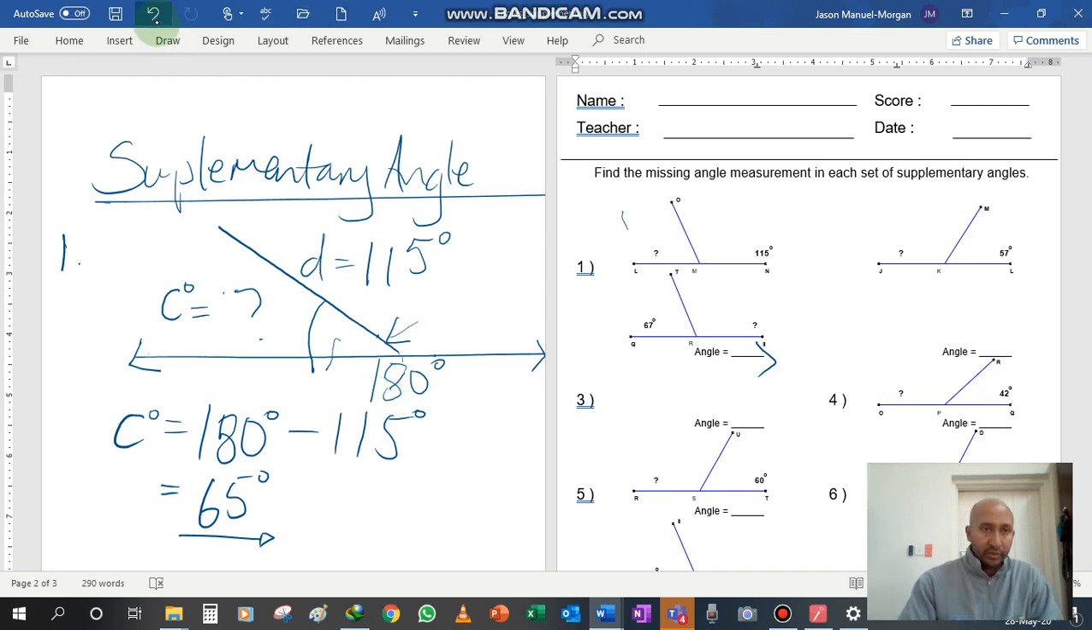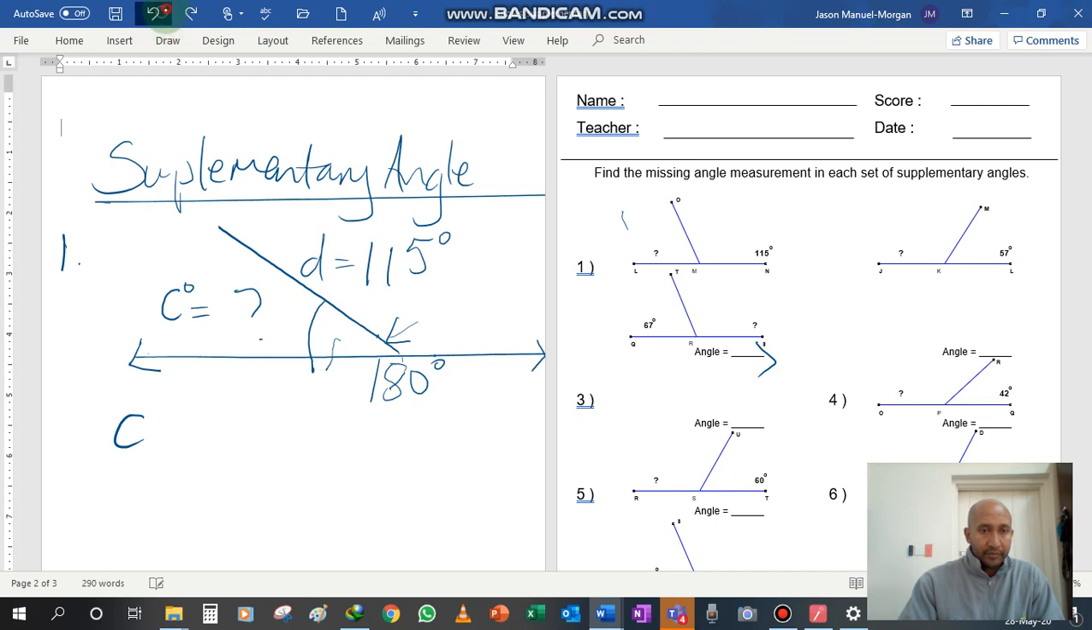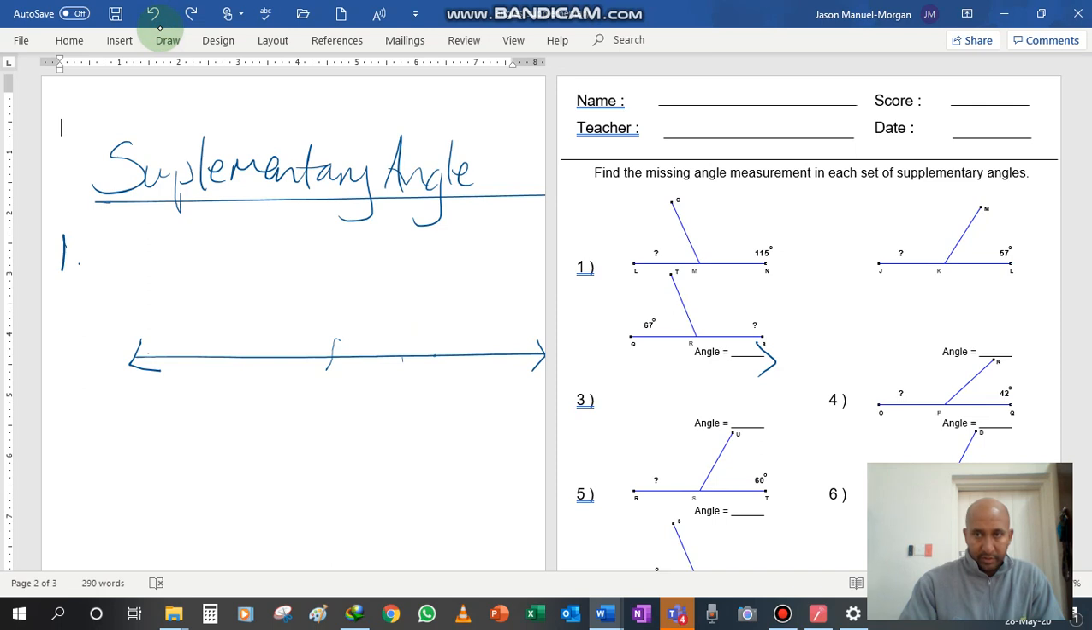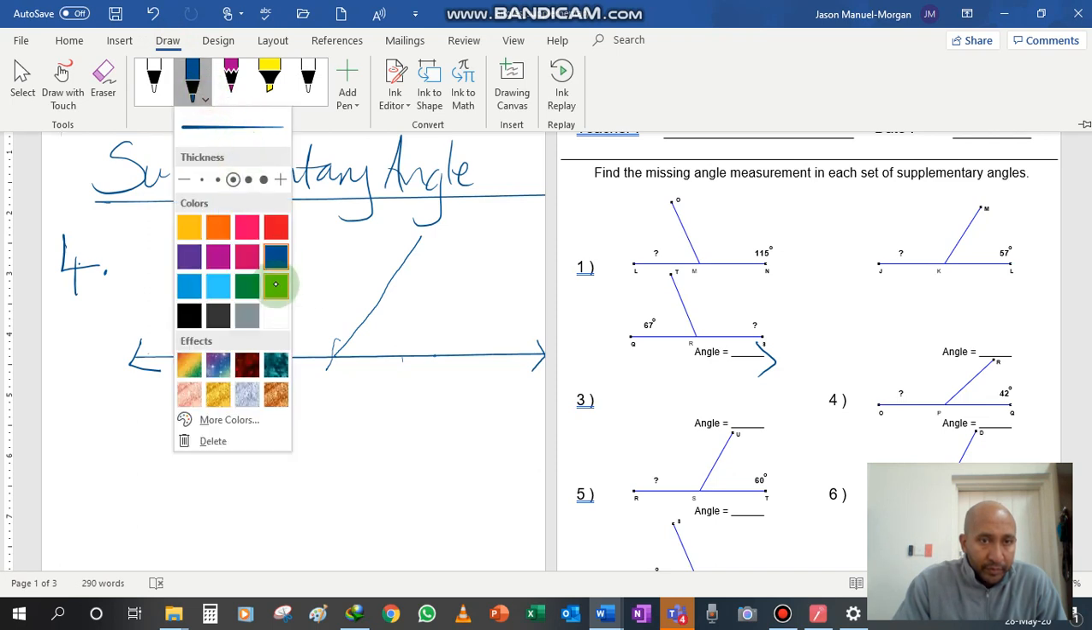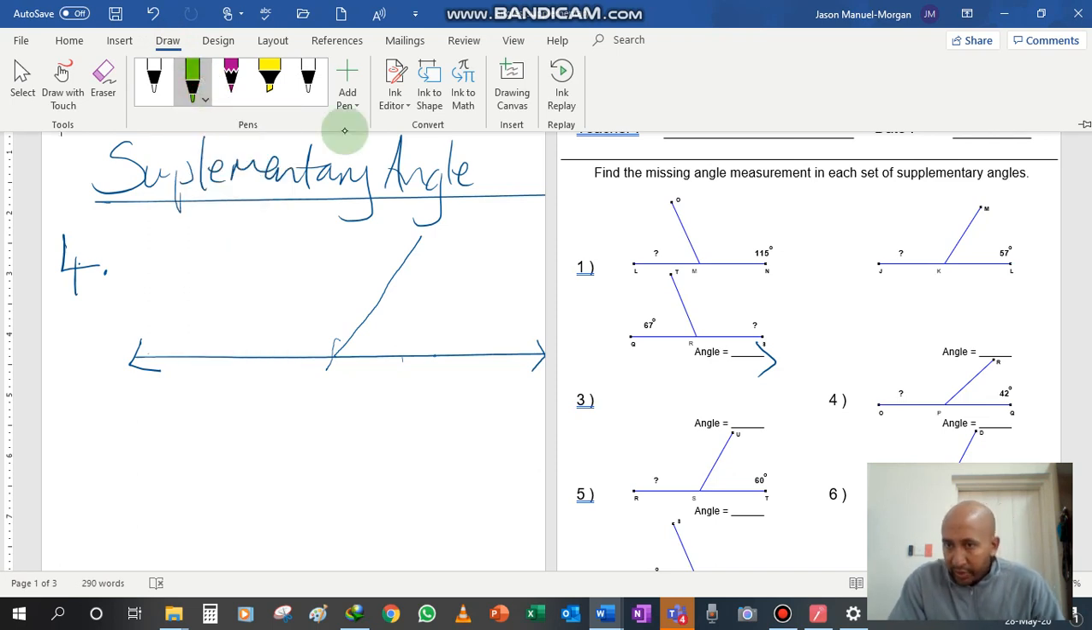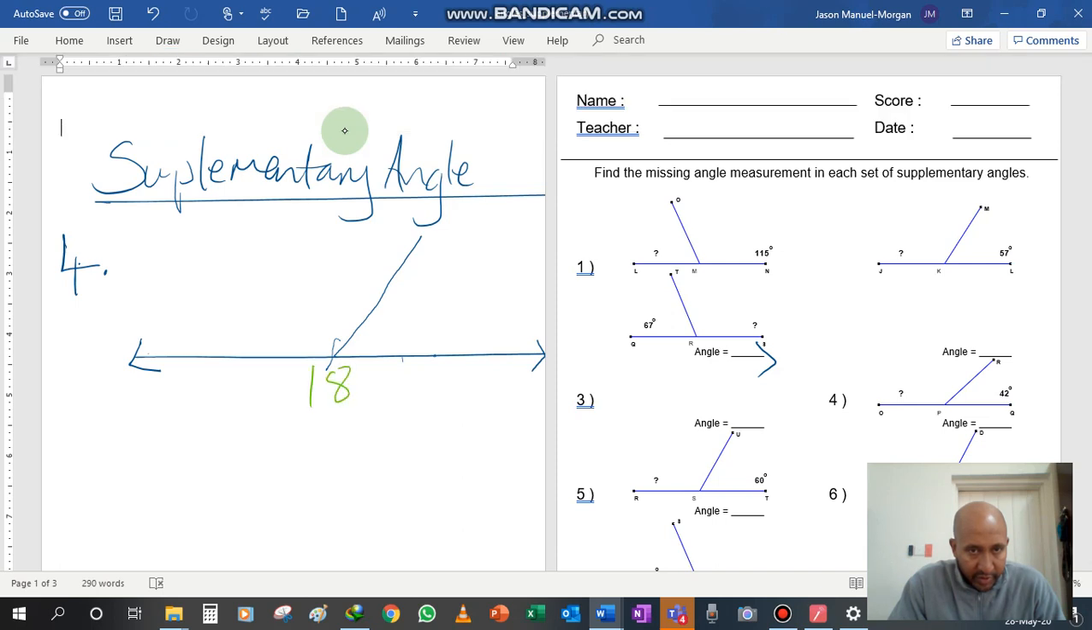Let's look at another example, while I magically make all this disappear. Let us look at number 4, so I can doctor this here. Number 4. I'm just going to sketch this quickly. Choose a different color. Right, we still know that this is a supplementary angle. It's a straight line. We know that that is 180 degrees.